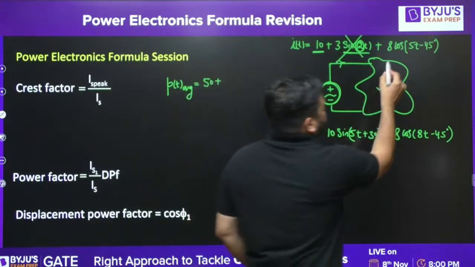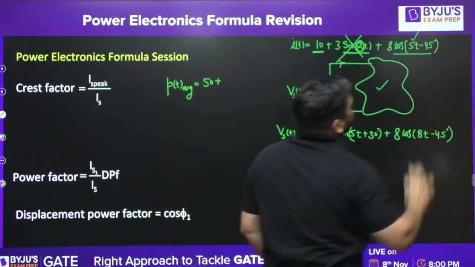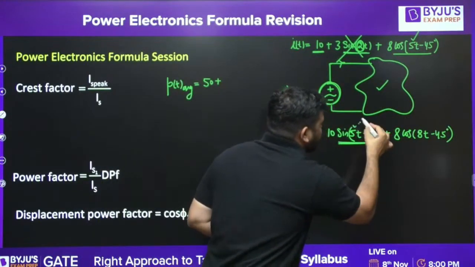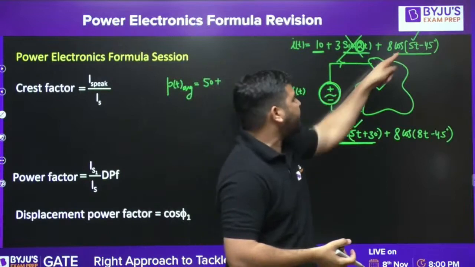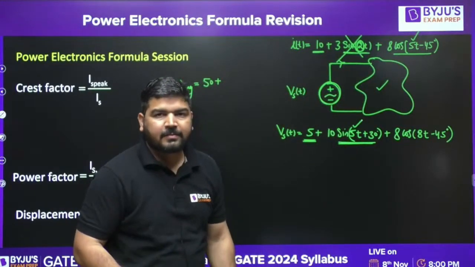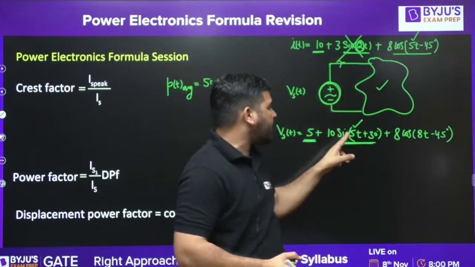Now similarly, here you can see that the frequency is 5, and in voltage we have a component whose frequency is 5 again. So we have the same frequency, so they will participate in active power. This component will participate with this component.